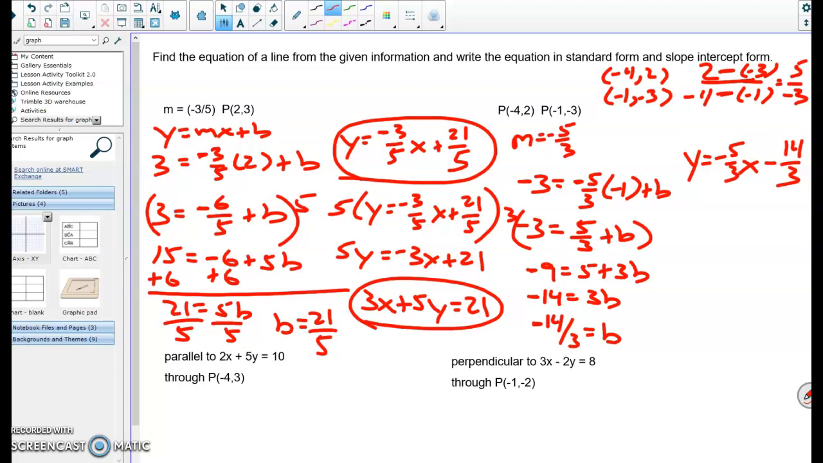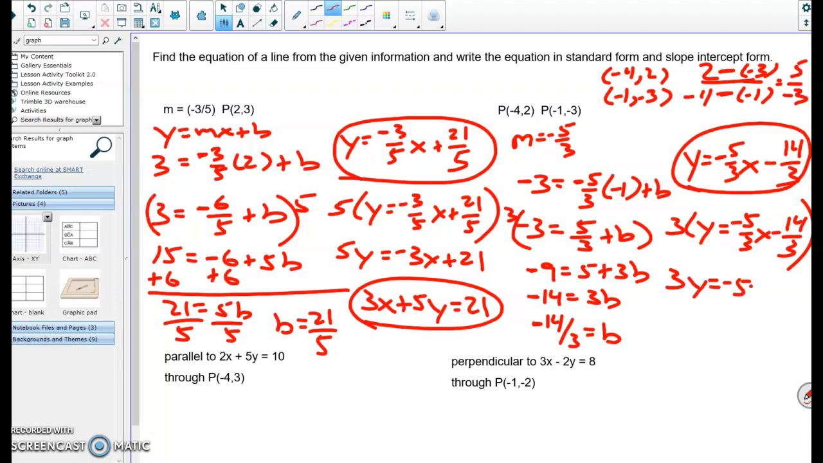And now we've got to put that in standard form. So I multiply by 3 to get rid of my denominator. We multiply through by 3. We get 3y equals negative 5x minus 14. And I add 5x to both sides. 5x plus 3y equals negative 14. And that's going to be my answer.